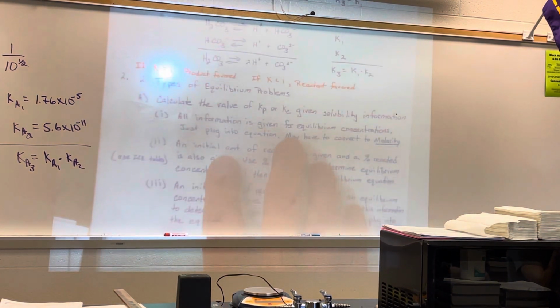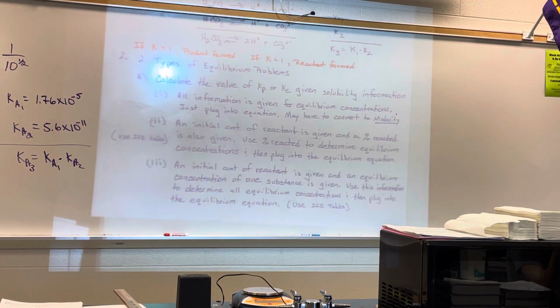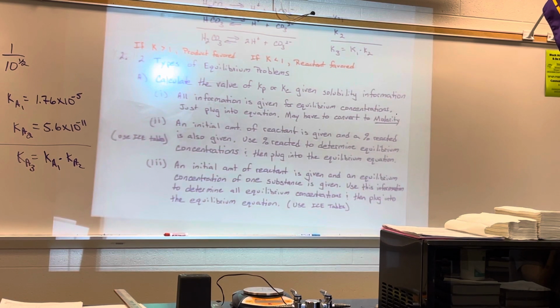Now notice down here that if K is greater than 1, obviously products are greater than reactants. It's product favored. K is less than 1, reactants are bigger than products. It's reactant favored. The bigger K is, the more product favored. The smaller K is, the more reactant favored it is.